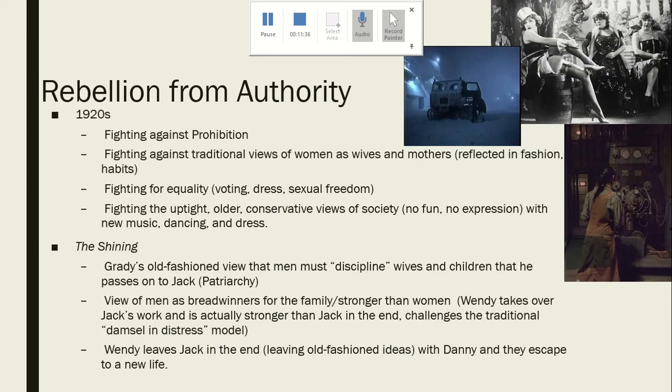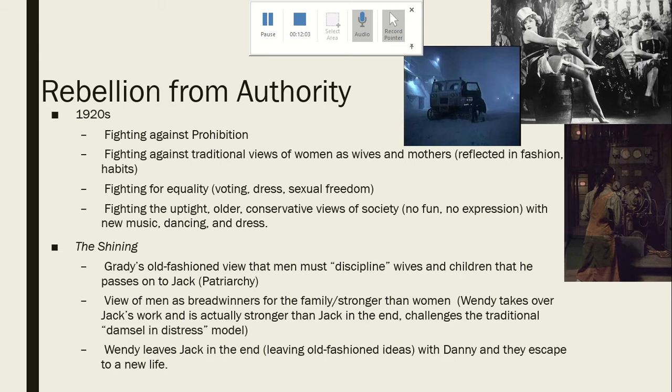The next slide I have here is about the idea of rebellion from authority. This is another key idea in the 20s that translates over to The Shining. The whole idea of the Roaring Twenties speaks to this as a new revolution of ideas and a new way of life. So people were constantly fighting for the rights and the freedoms in the 20s. And people were fighting prohibition, people were fighting against the idea that women were only wives and mothers, and this is seen in the fashion as flappers.